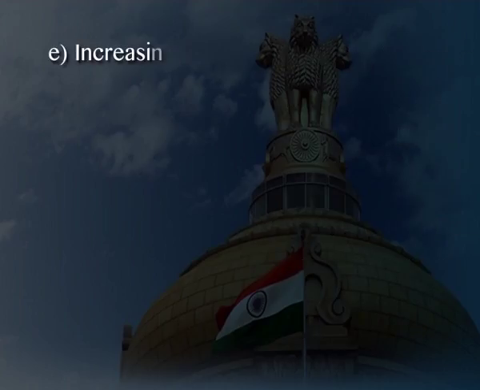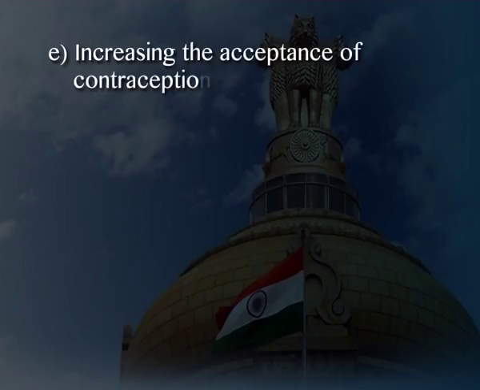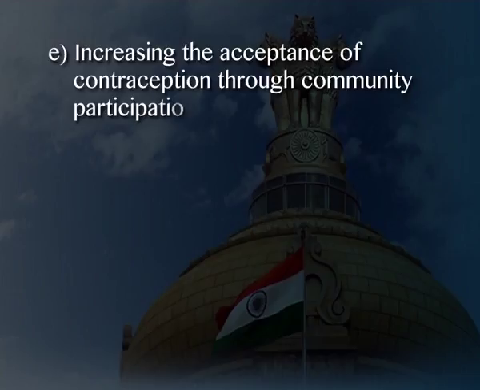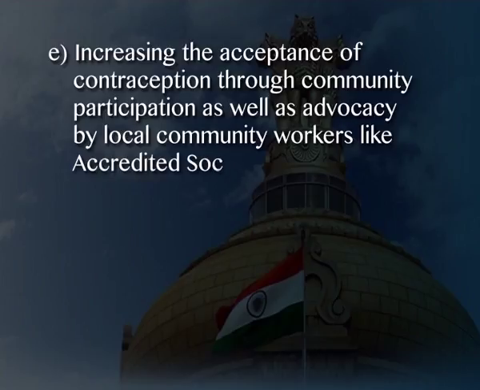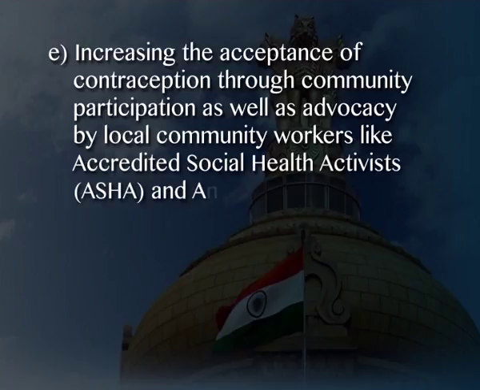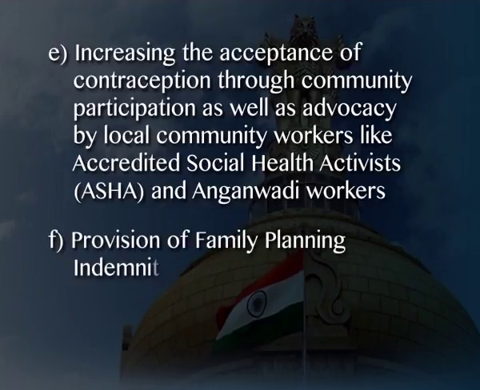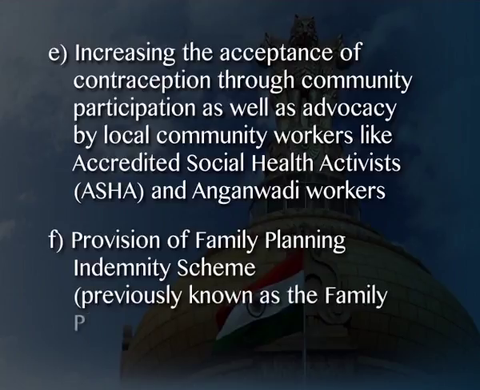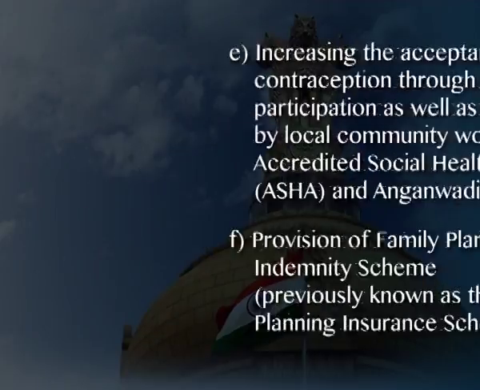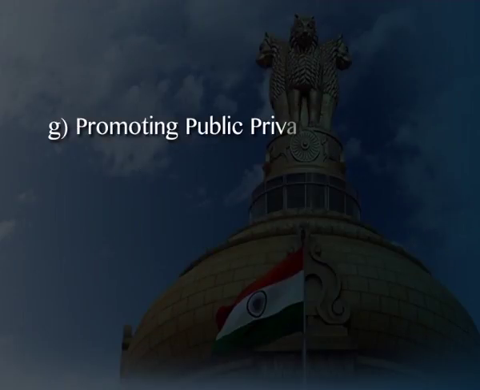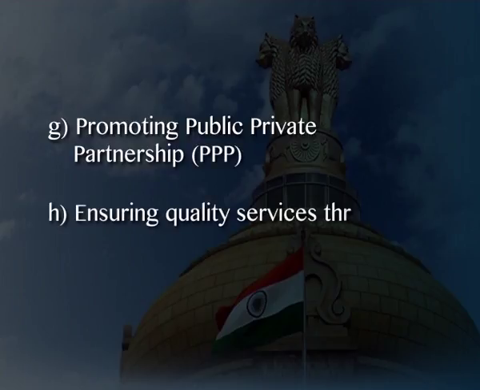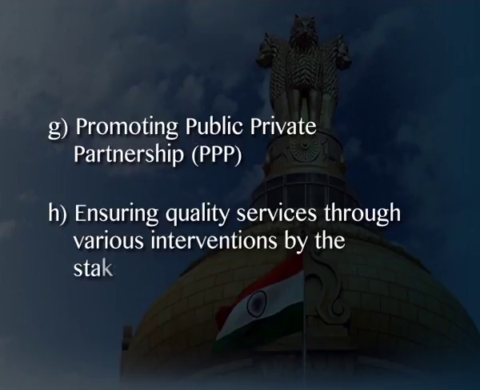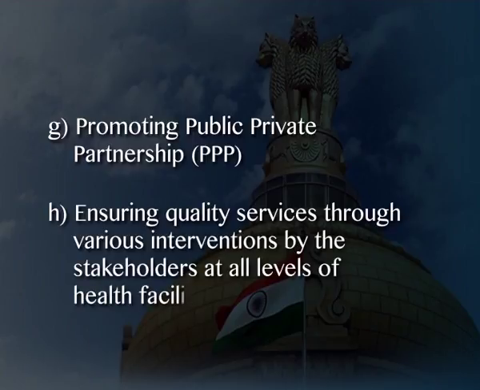E. Increasing the acceptance of contraception through community participation as well as advocacy by local community workers like accredited social health activists, popularly known as the ASHA, and Anganwadi workers. F. Provision of Family Planning Indemnity Scheme, previously known as the Family Planning Insurance Scheme. G. Promoting public-private partnership, known as PPP. H. Ensuring quality services through various interventions by the stakeholders at all levels of health facilities.